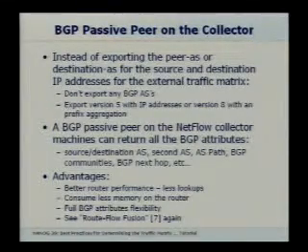So instead of having the router in real time do lookups for every flow on what it should export for the AS, it's a better approach to actually run a BGP passive peer on the collector itself. So there is a BGP session between the collector and one or more routers in the network, and the collector actually has a full BGP table. So the router will just export the raw record, and the collector will do the lookup in the BGP table.